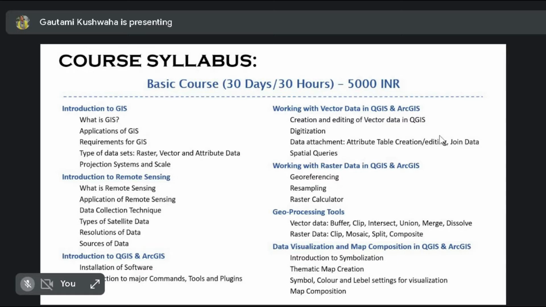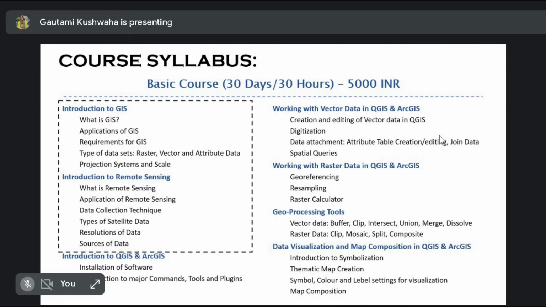Now coming to what we are going to cover in this course. We have two sets of courses: one is basic and another is advanced. These are the topics for the basic course. We will start with the theory of what GIS is, what the requirements are, and the different kinds of data sets, data structures, projection systems, and all that. The first two sessions are going to be theoretical. In the second one, we will talk in detail about remote sensing.